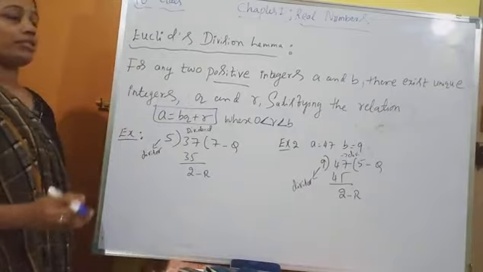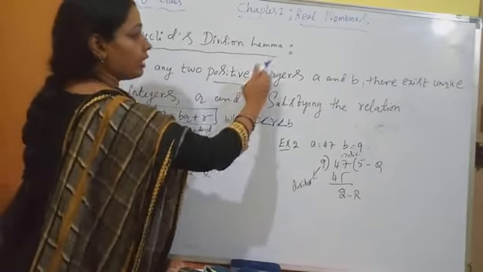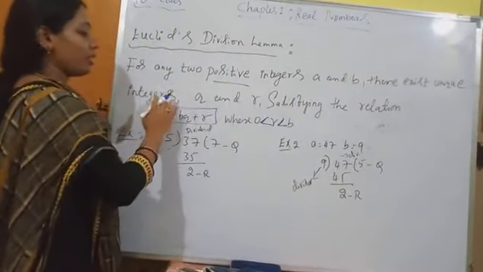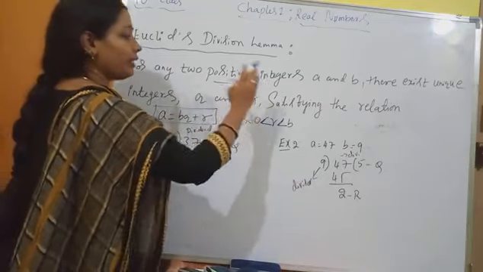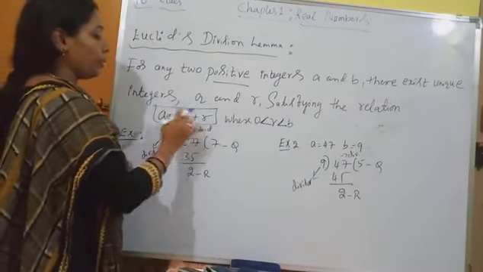I'll repeat again the definition of Euclid's division lemma. What is Euclid's division lemma? For any two positive integers a and b, there exist unique integers q and r that satisfy the relation a is equal to bq plus r.